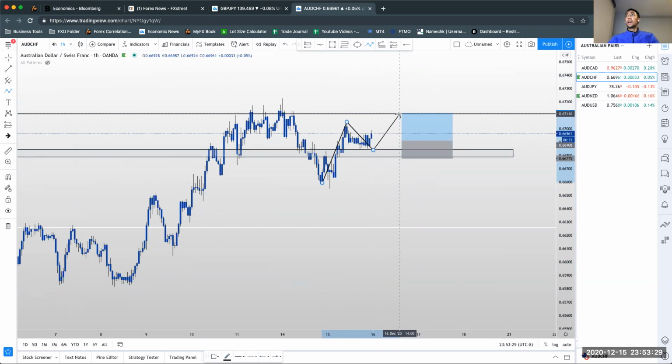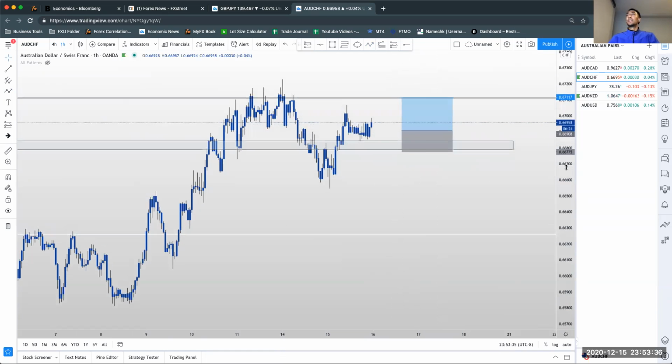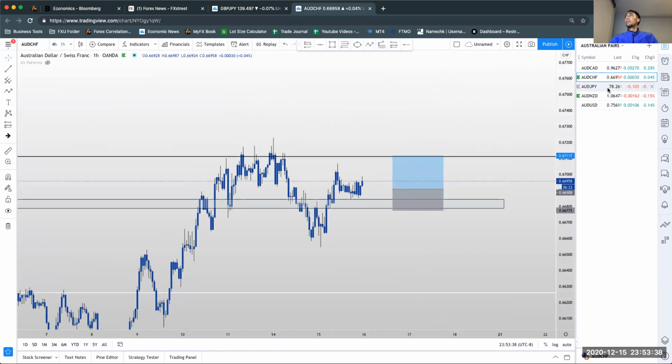Price is already up here, so it's already making its move before London session, which is a good sentiment. But never chase it. Proper risk management and all that.